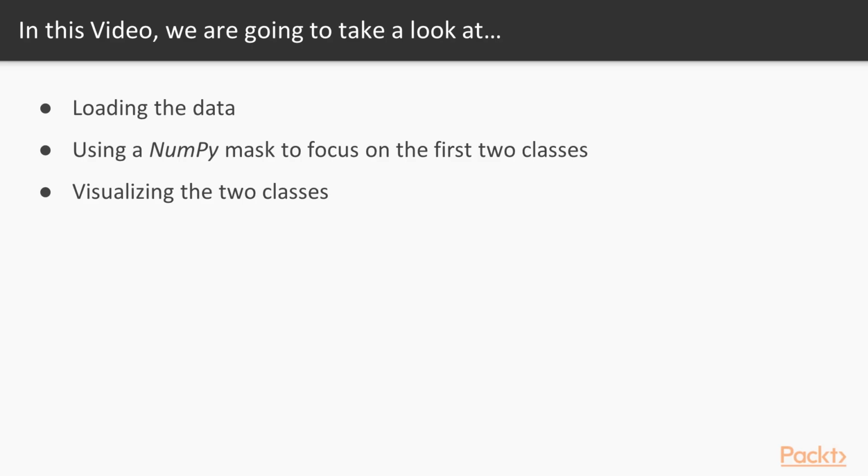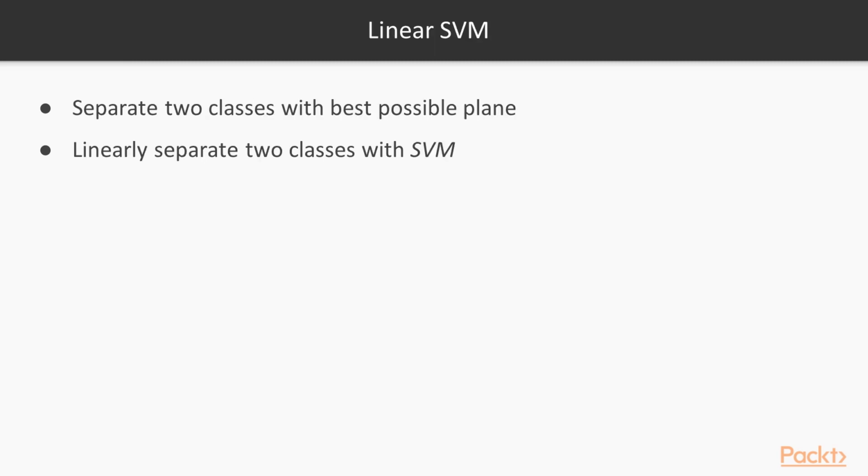In this video, we will start with loading the data, then use a NumPy mask to focus on the first two classes, and finally visualize the two classes. The main idea behind linear SVMs is to separate two classes with the best possible plane. Let's linearly separate two classes with an SVM.